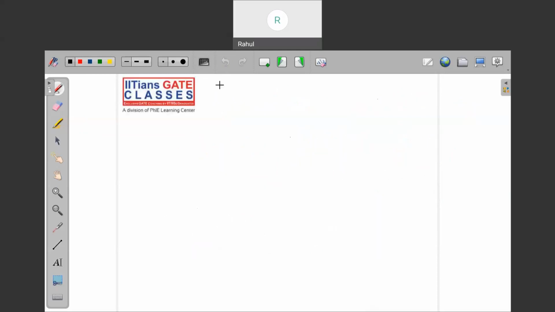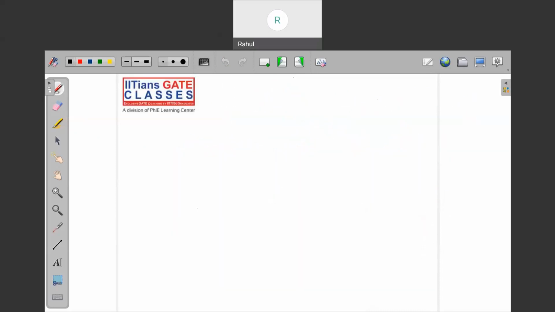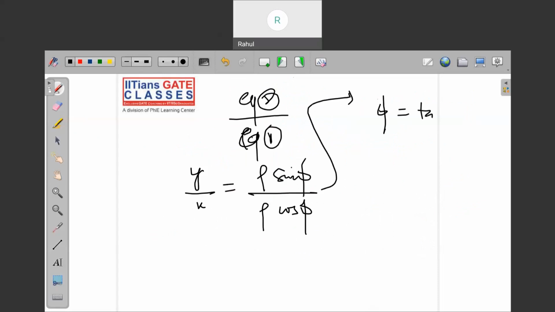You can take the ratio of equation 1 and 2. So you will get tan inverse, right? Take the ratio of equation 2 and equation 1. So what will happen? Y by x is equal to rho sine phi upon rho cos phi. So what you are going to achieve here is that phi will be equal to tan inverse y by x. This is the relation you have to keep in mind.